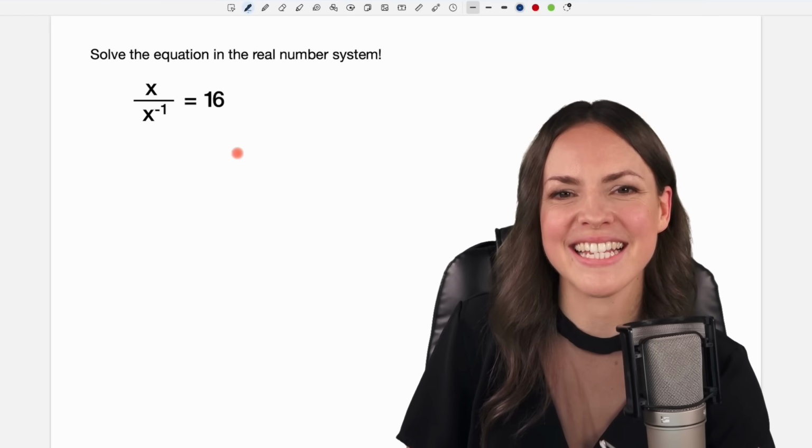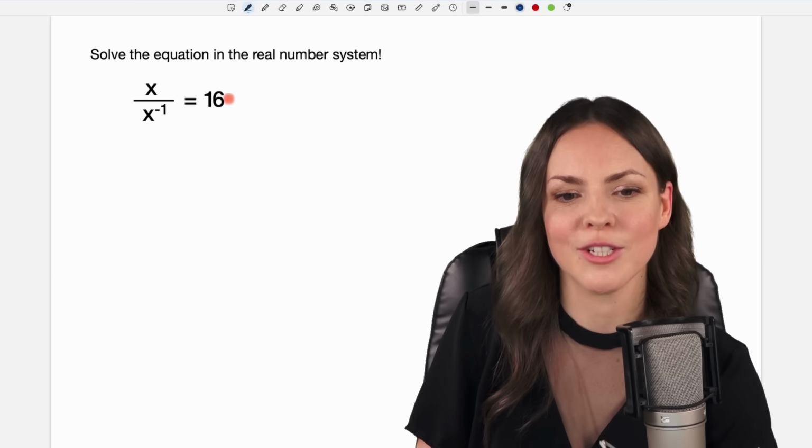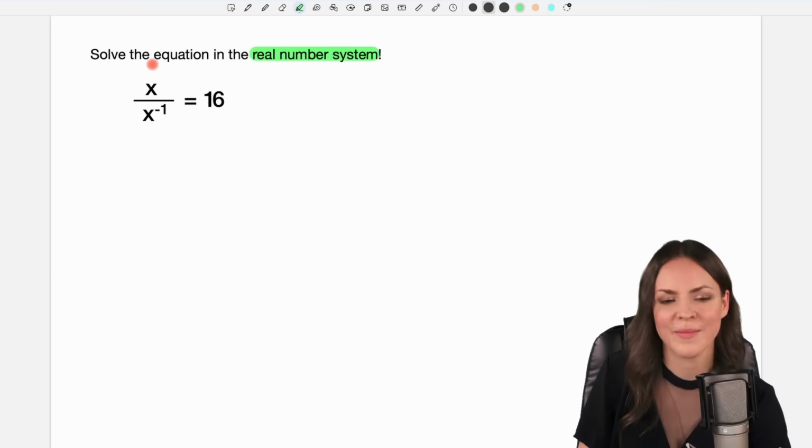Hello, my lovelies. It's Susanna, and today I want to show you two different ways how to solve this equation in the real number system. x over x to the power of -1 equals 16.